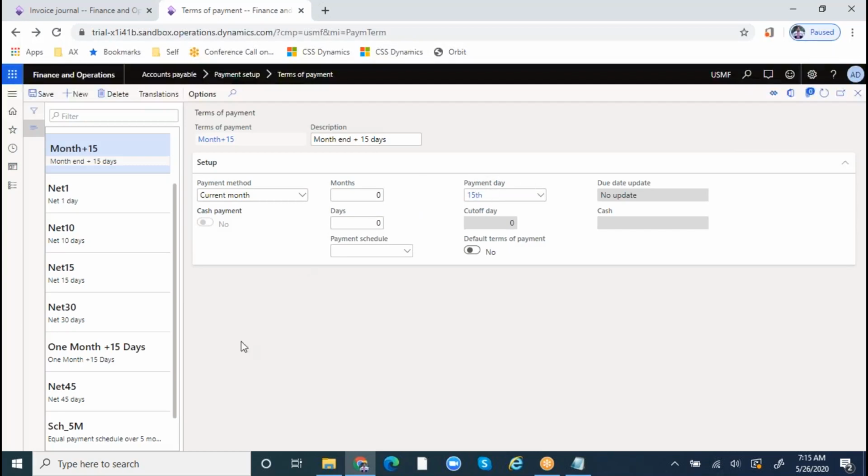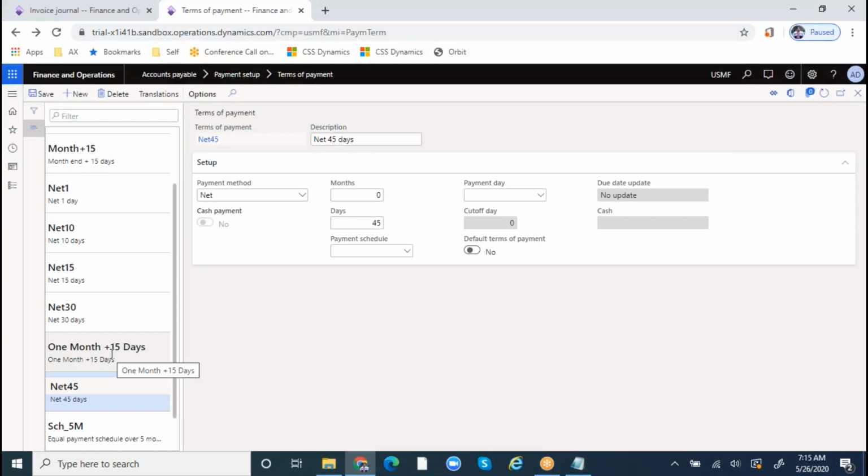This we'll discuss later. I'm not concentrating on this one. Forget about this for the time being. I will discuss this point later. Fine. Net 45 days is there, and 1 month plus 15 days is there.